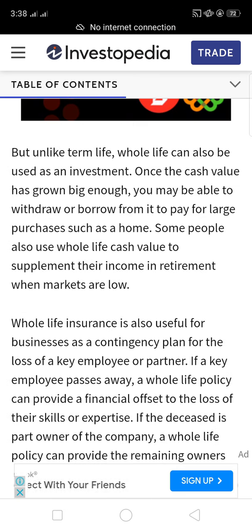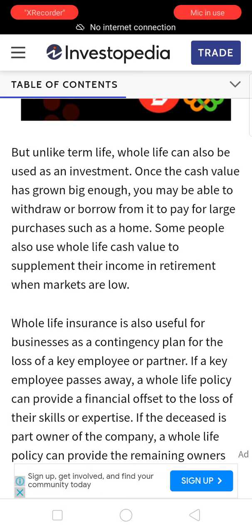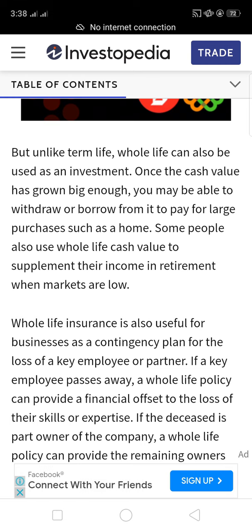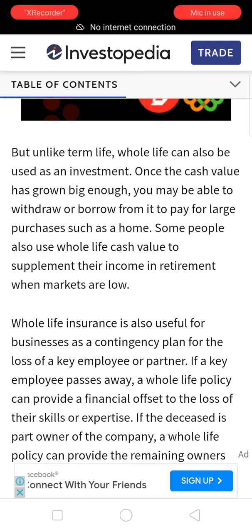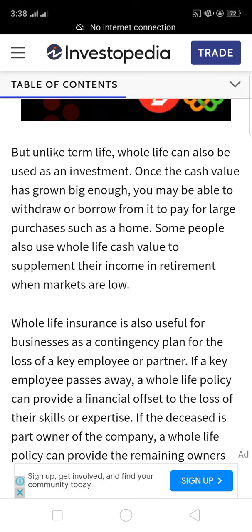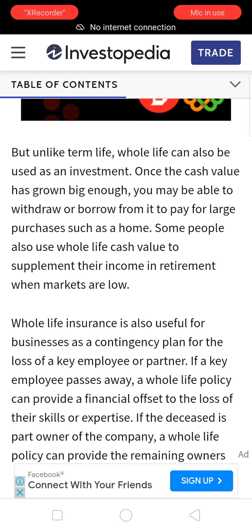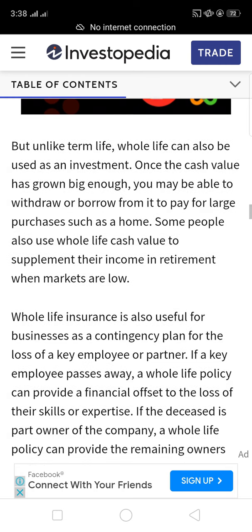But unlike term life, whole life can also be used as an investment. Once the cash value has grown big enough, you may be able to withdraw or borrow from it to pay for large purchases such as a home. Some people also use whole life cash value to supplement their income in retirement when markets are low.